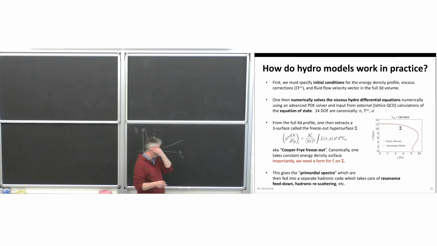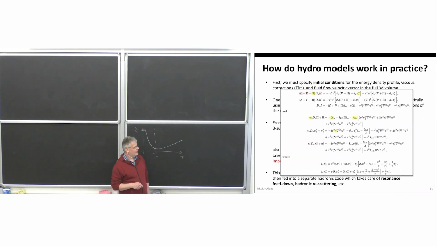And then we have to, in practice, solve numerically, because they're too hard to solve analytically, some large set of coupled partial differential equations for the evolution of typically 14 degrees of freedom, which are the number density, this might be the net baryon number density, all independent components of T mu nu, there are 10, as we learned this morning, and then the 3 independent components of the 3 velocity. So there's at least 14 degrees of freedom floating around. We solve those partial differential equations.